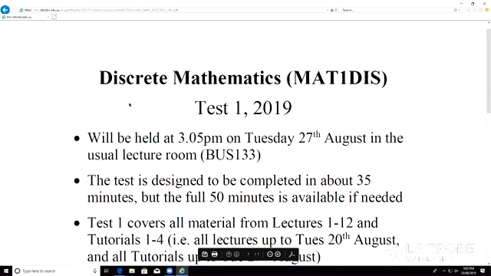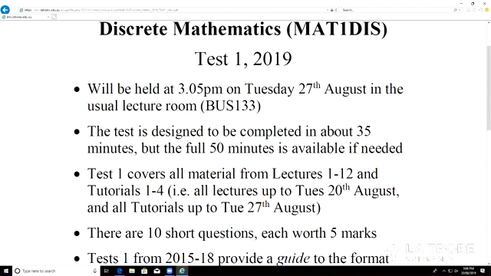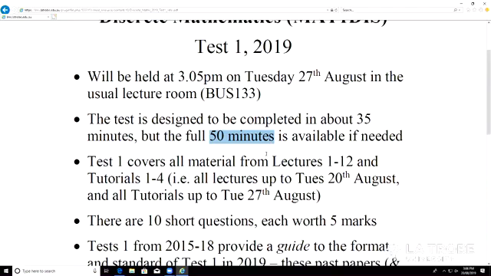Information about test 1. It will be held at 5 minutes past 3, exactly at this time, next week here in this room. You would have time before the test. We have tutorial, right? So you can ask any sort of questions during that tutorial if you have. The test is designed to complete in about 35 minutes. However, I would give you full 50 minutes for that. So you would have extra 15 minutes in it to help you if you're stuck at some stage or not.